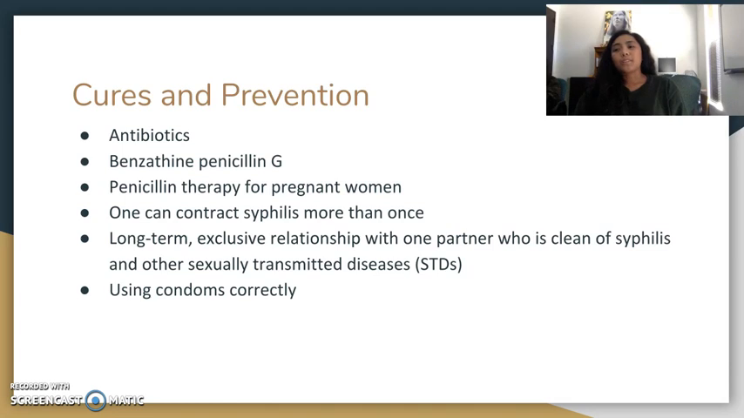The best way to prevent contracting syphilis is to be in a long-term exclusive relationship with a partner who's clean of syphilis and other STDs. Another way would be to use condoms correctly. However, sores can still appear in areas that aren't protected by the condom. So just being clean is the best way to go.